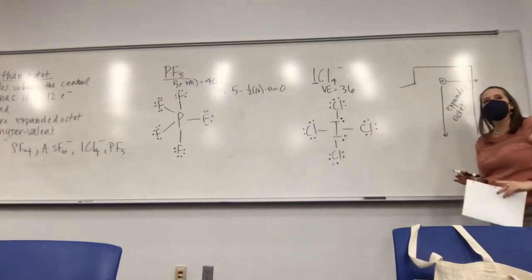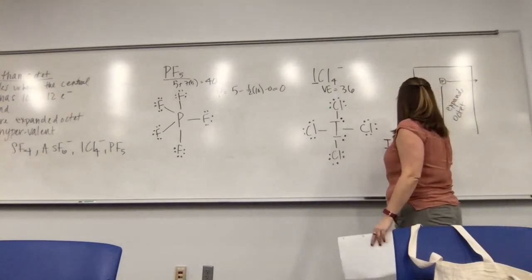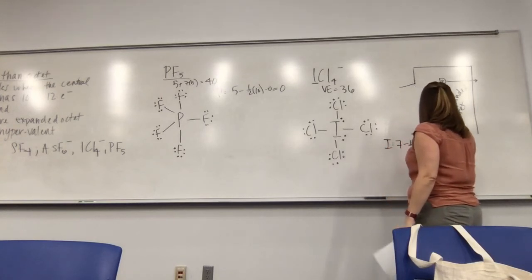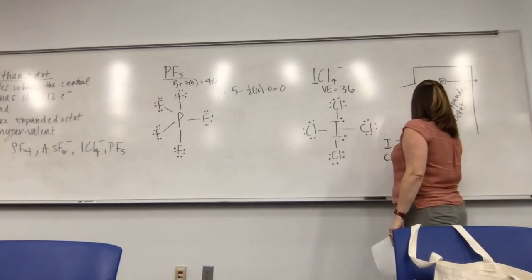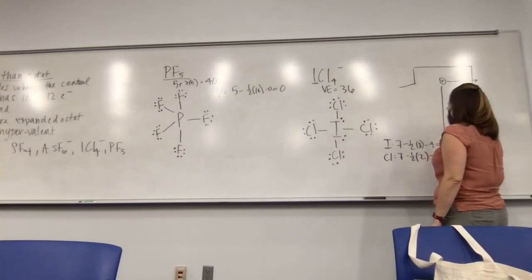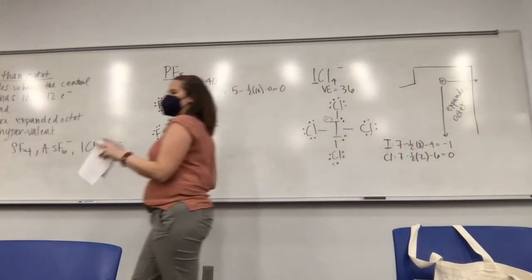We also know that this molecule has a formal charge, so we can determine the formal charge of iodine, which is 7 minus half of 8 minus 4, which gives us minus 1. Chlorine is 7 minus half of 2 minus 6, which is 0. So our negative charge resides on the iodine central atom.